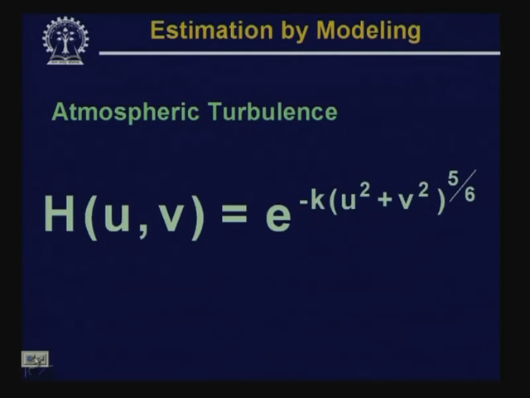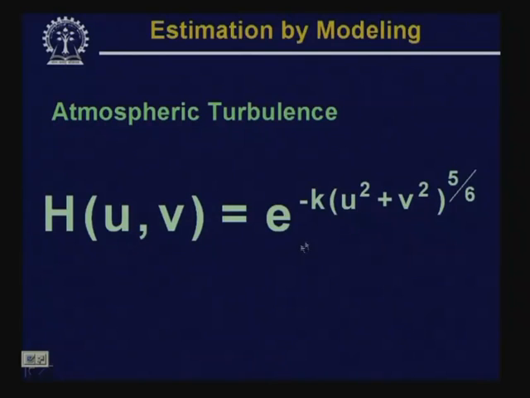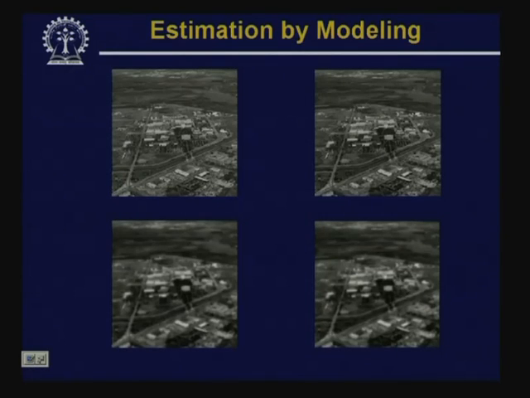In our last class, we considered two such mathematical models. The first mathematical model tried to give the degradation function corresponding to atmospheric turbulence, and the degradation function in the frequency domain is given like this: H(u,v) is equal to e to the power minus k (u square plus v square) to the power 5 by 6. And using this degradation model, we have shown how a degraded image will look.